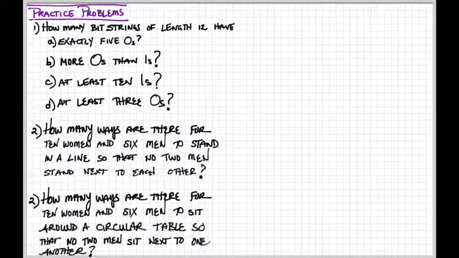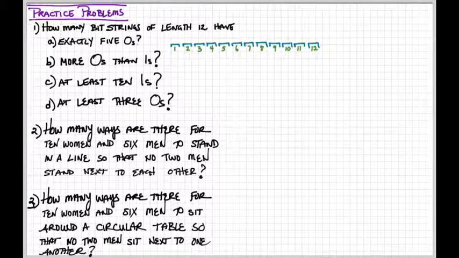So for part 1a, how many bit strings of length 12 have exactly 5 zeros? I think this is an interesting problem because what we're looking at here is an ordered arrangement of the bits 0 and 1. The problem is the 5 zeros aren't distinct, they're all the same. So in some sense we're looking at the set of positions where the zeros lie as opposed to the order in which we're putting the zeros down.